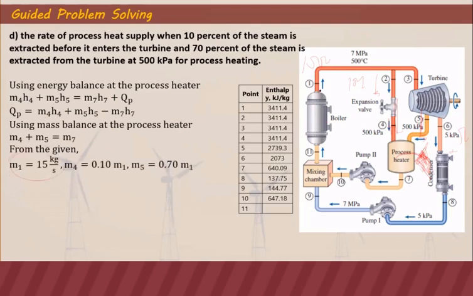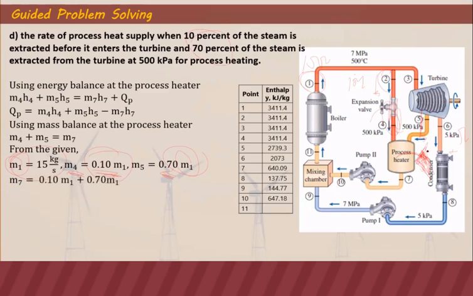kilograms per second at state 1. And then at M4, it is said that 10% of that is extracted here. So therefore, at states 2 and 4, they have the same masses because there's no branching here. So that is just 10% or 0.1 of M1. That's why we have 0.1 of M1 is M4. On the other hand, M5 is 70% based on the problem of the steam. So it's 0.7 of M1.